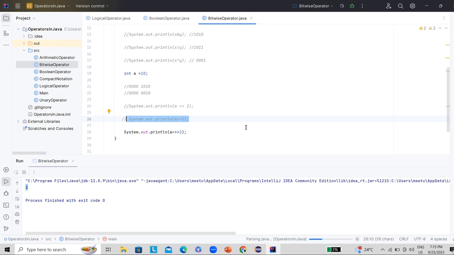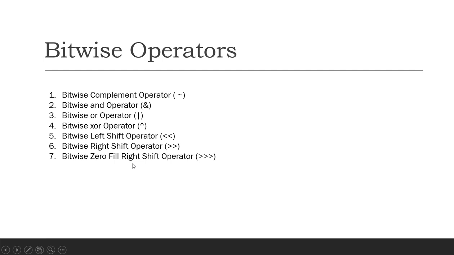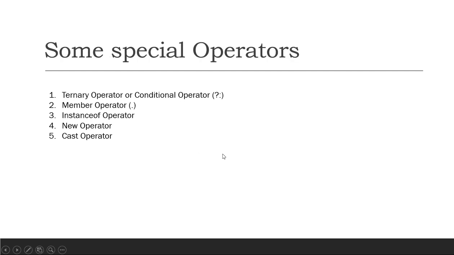So let's prove this. Let's run this program and see the output. Yes, it is printing similar behavior to the right shift operator because this is a positive number. So this is the bitwise zero-fill right shift operator. Let's move ahead and see the next operator.